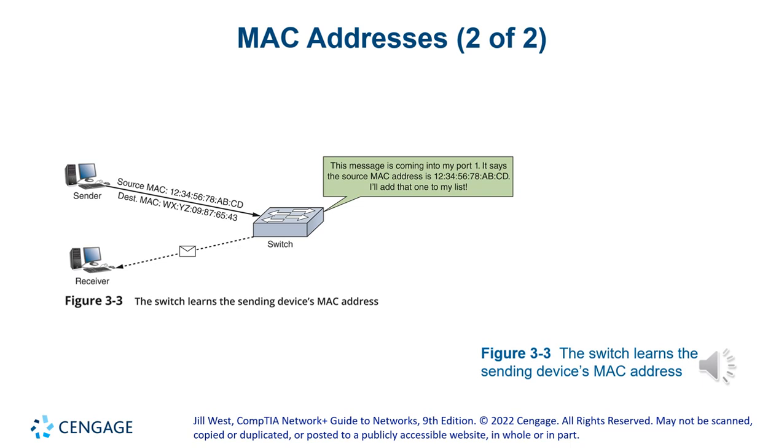It goes, okay, you're coming in with me on port 5. So I'm going to put you on my MAC address table. And now I know that this MAC address is on port number 5. So next time I see traffic that's destined to you as a receiver, I'm going to look for that MAC address, see what port you're on, and send it to you.